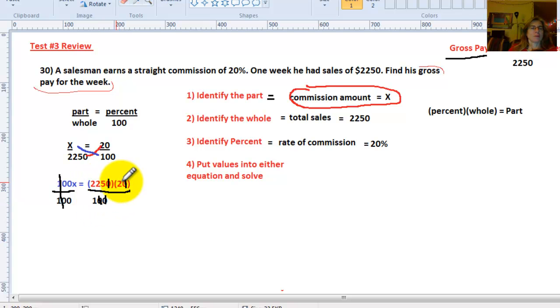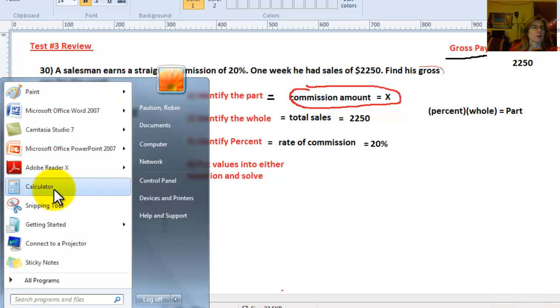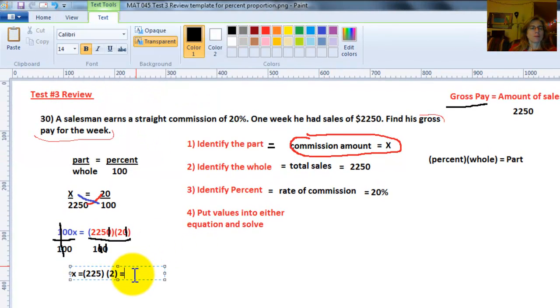So now we've simplified the problem to X equals 225 times 2. So 225 times 2 equals 450. Right, so that solves for the X, which equals the commission amount. So now we have an X, and we can use that over here.